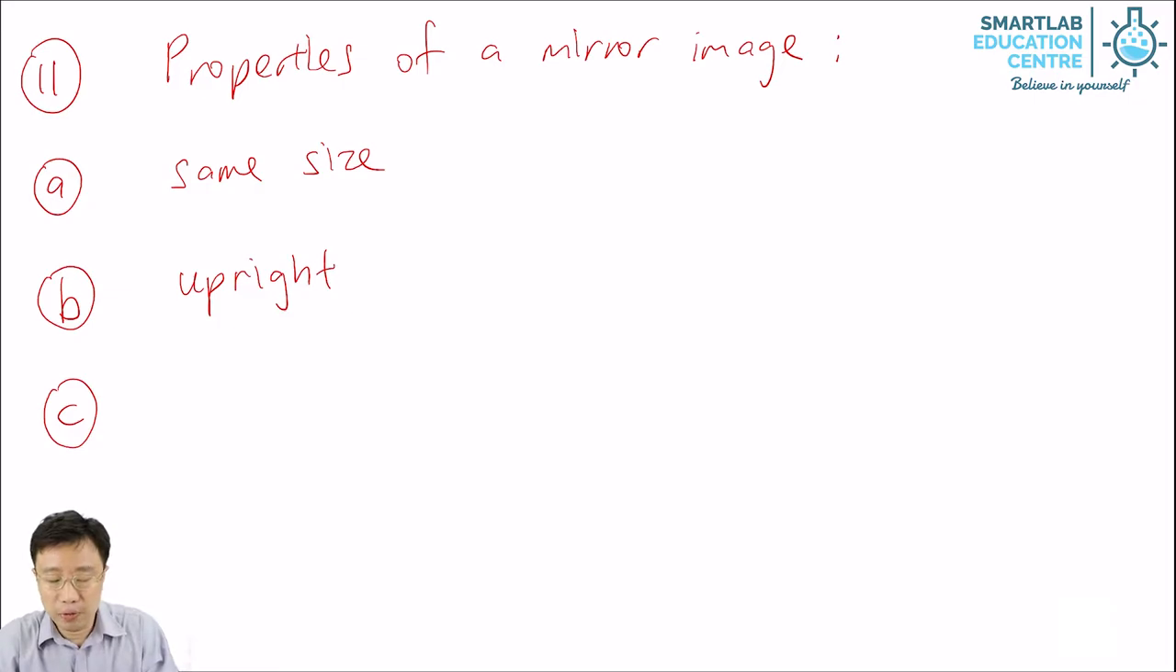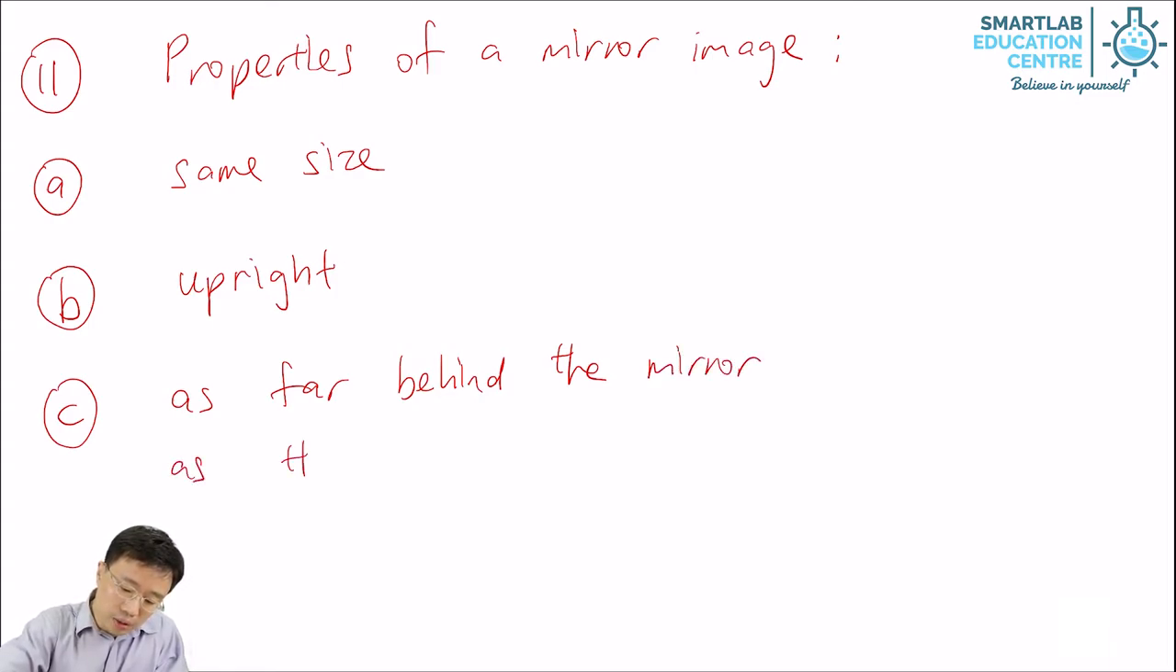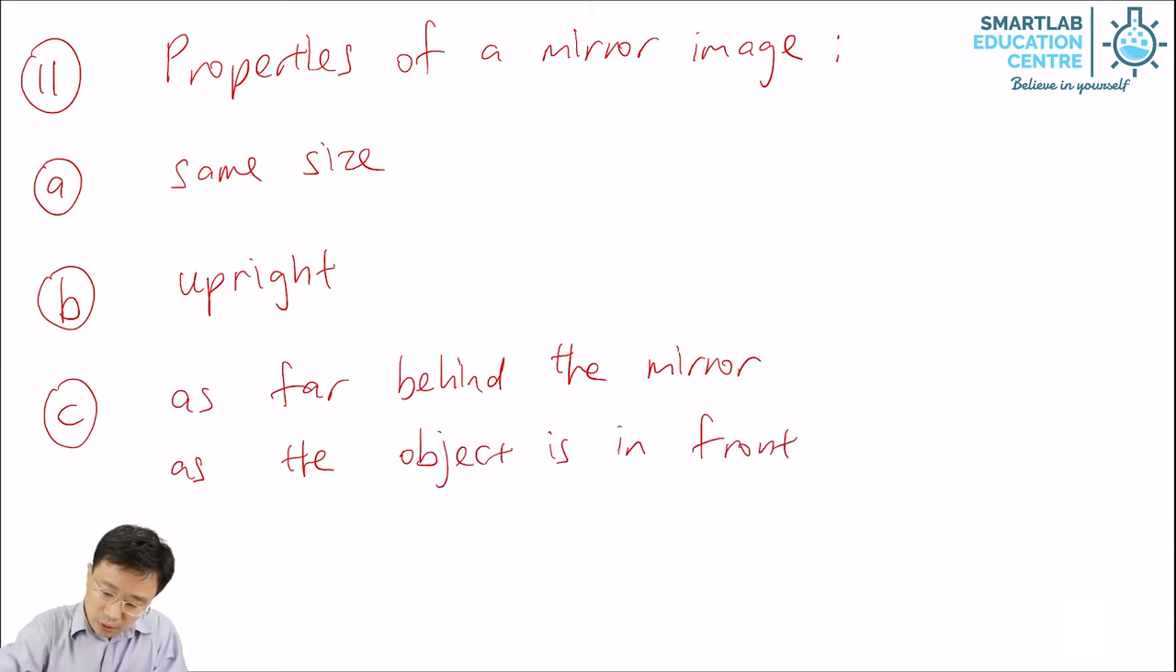Now, if you step back from the mirror, you'll notice that the person in the mirror steps away from the mirror as well. If you move towards the mirror, the person in the mirror gets closer to the mirror as well. So how do you describe this? That is, the distance between the object and the mirror is the same as that between the image and the mirror. How do you put that into words? This is how you do it. The image is as far behind the mirror as the object is in front of it.